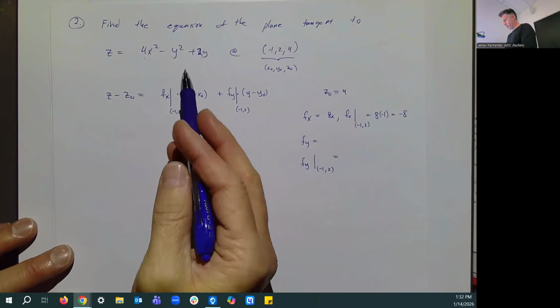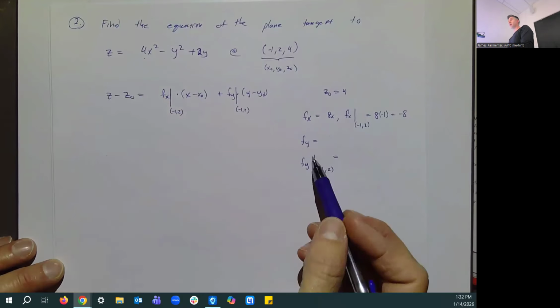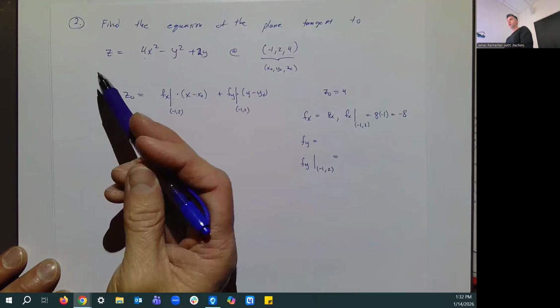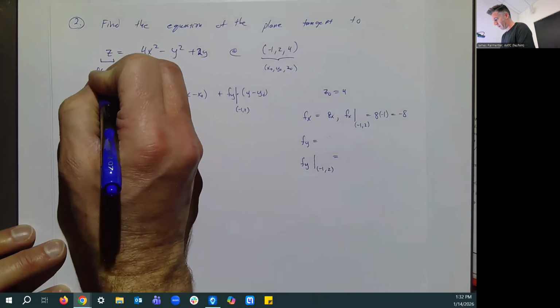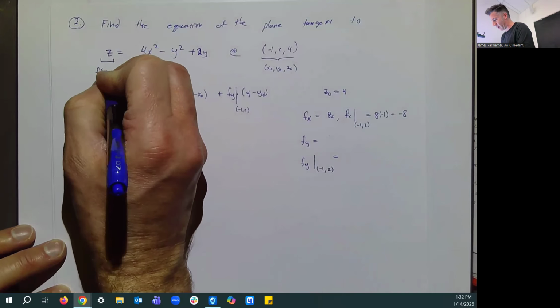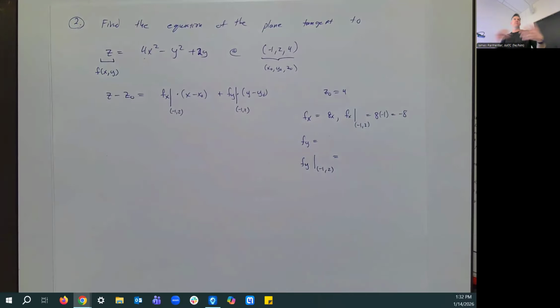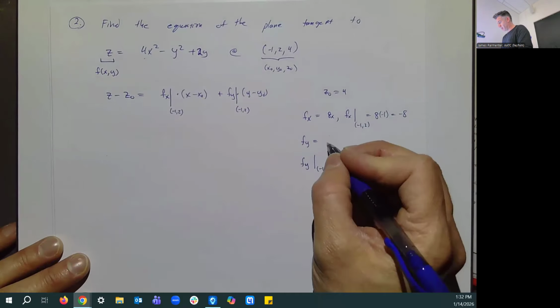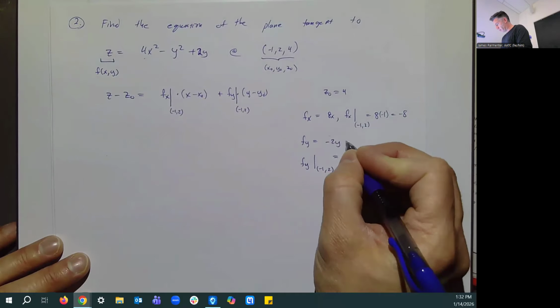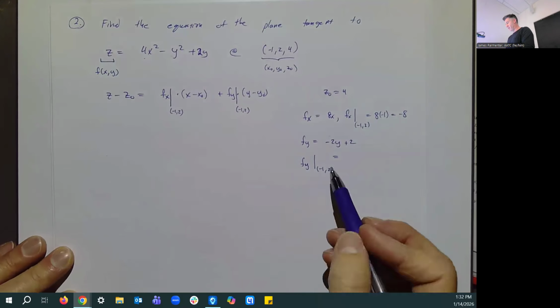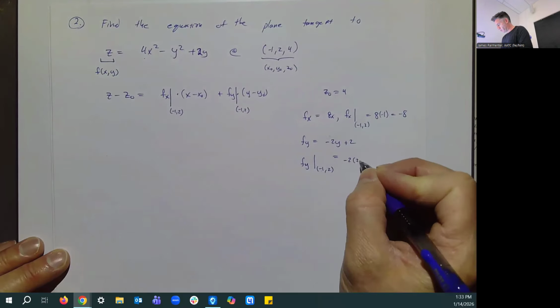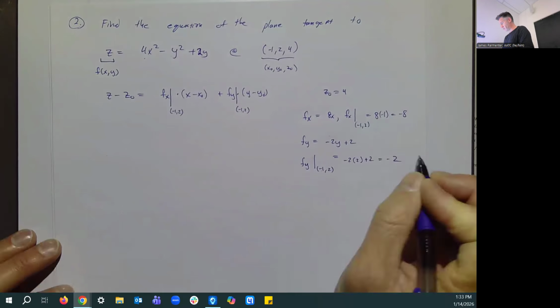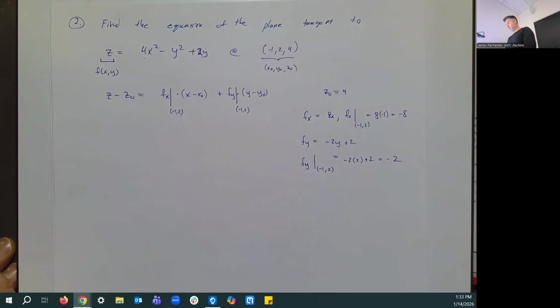Let's see here. My partial, notice I'm using f here and I didn't write f anywhere. Again, the assumption is that this z, I'm also thinking of as f of x,y. It's a very natural shift. So f_y is going to be -2y plus 2. If we plug in -1 for x, there isn't anywhere to plug it in. Plugging 2 for y, we get -2 times 2 plus 2, which is -2. All right, I think we have all the pieces we need.